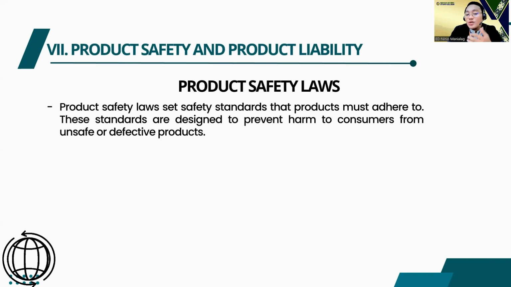The stringency of product safety laws varies globally. In developed countries like the United States and in many Western unions, these laws are typically comprehensive and strictly enforced. In contrast, less developed countries may have less extensive safety laws and relaxed enforcement, leading to a higher risk of unsafe products entering the market.